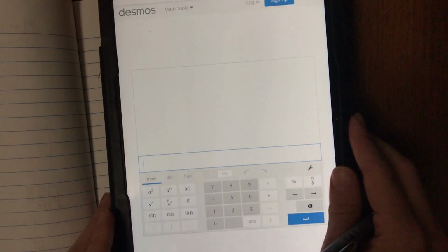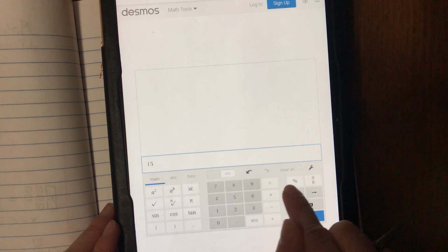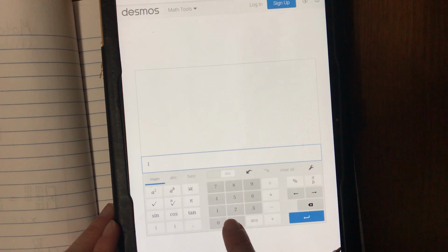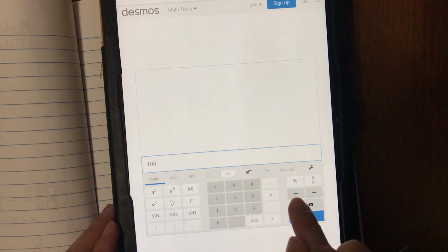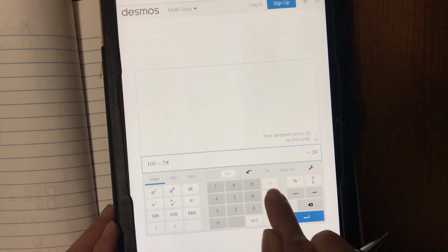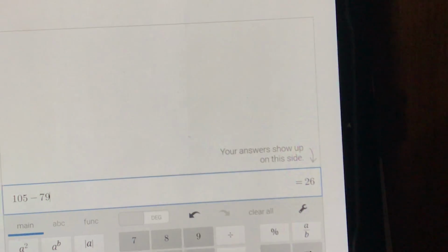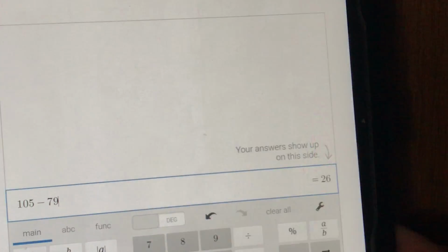105 minus 79 is what we're doing. So 105 minus 79. And your answer shows up right here. And so my final answer is 26. And so I'm going to write that.